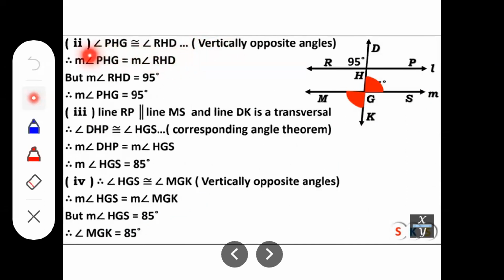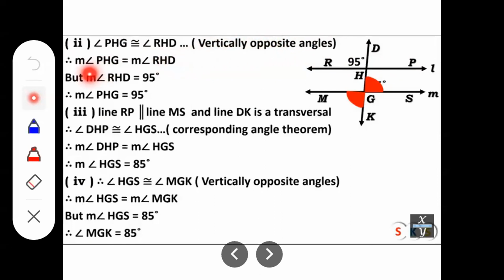So I have written, yes, see, angle PHG means this angle is congruent to angle RHD, as those are vertically opposite angles. That is very compulsory to write the reason in front of this step. Otherwise, you will lose marks for that step. Okay, so don't miss writing the reasons always.